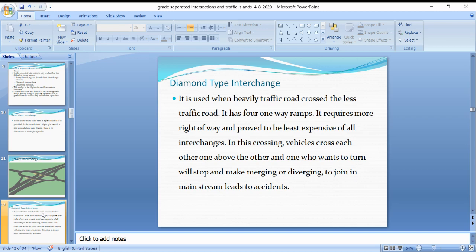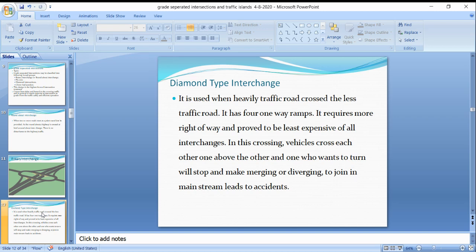So we have seen the four types: the rotary interchange, flyover, diamond type and clover type. Compared to the four, the diamond type is cheaper than the other three. In this crossing, vehicles cross each other one above the other, and one who wants to turn will stop and merge or diverge to join the main street. Before taking a turn, they will stop at that location, and after the signal, they will merge into the mainstream.